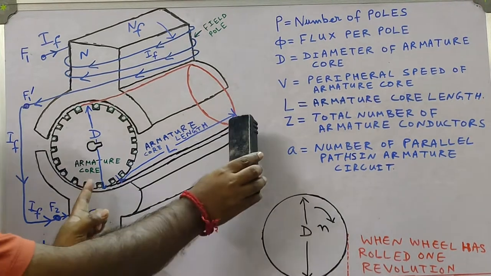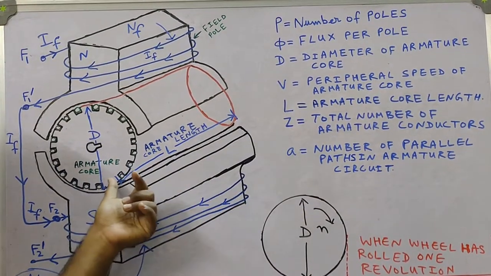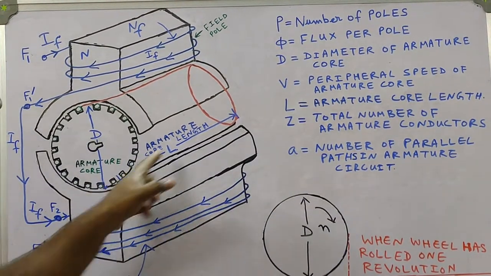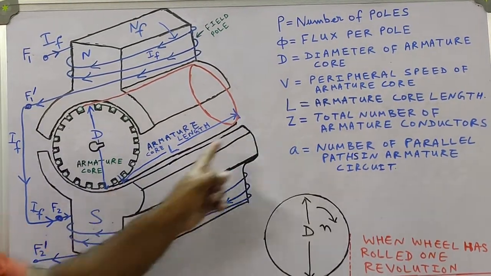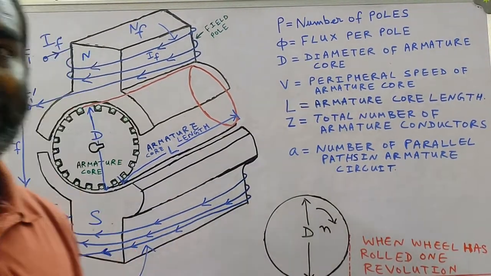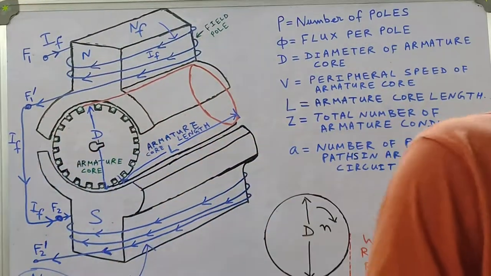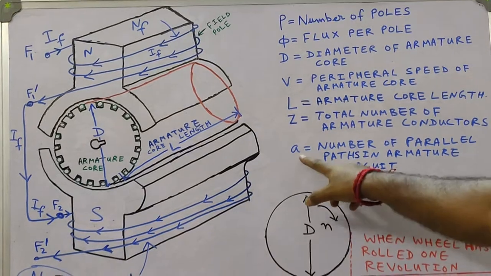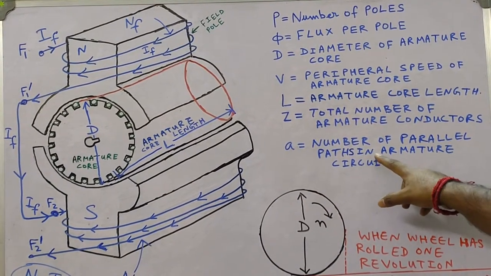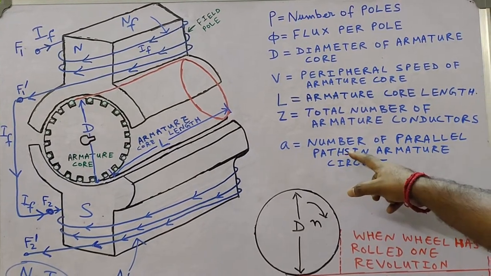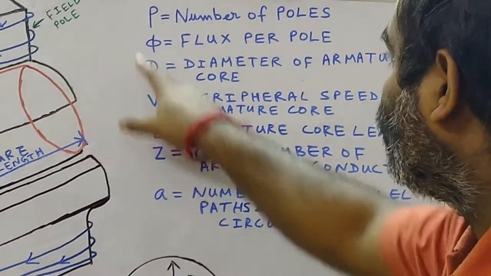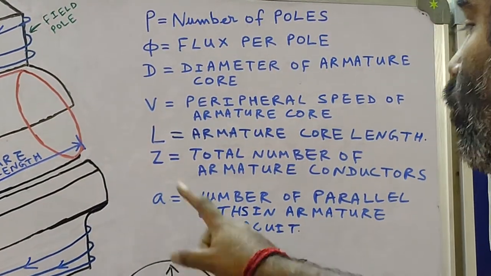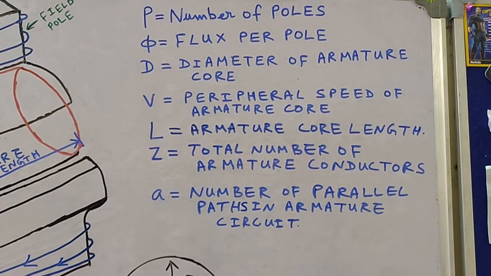Now what is L? L is the length of the armature core. You can look at the diagram. Capital L is the length of the armature core. That means if you think of the armature core as a cylinder, then the length of the cylinder is denoted by capital L, which is also indicated in the diagram. What is Z? Z is the total number of armature conductors. And what about A? Small a is the number of parallel paths in the armature circuit. Obviously, you know that for lap winding, A will be equal to P, and for wave winding, A will be equal to 2.